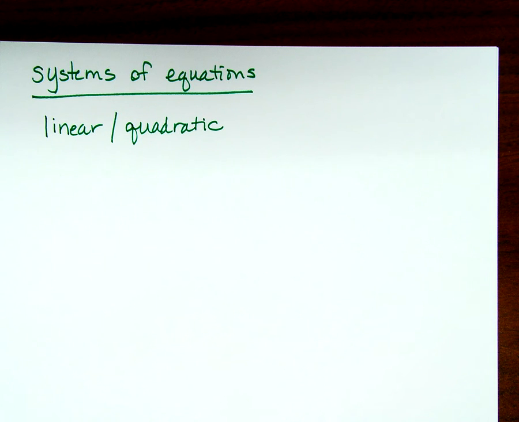Linear is a straight line, quadratic is a parabola, right? If I just gave you the equations, could you tell the difference between those two? How do you tell the difference between a line and a parabola just by looking at the equation? A quadratic has a squared, right? A quadratic has a squared in it.